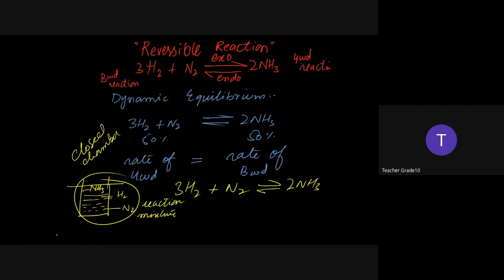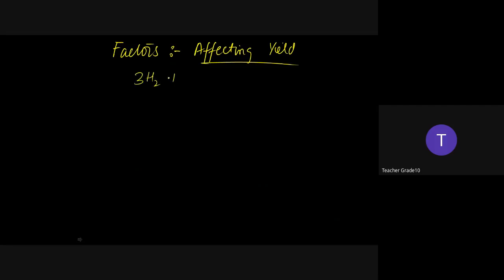Then we are moving towards some factors that can affect the productivity, that can affect the yield of a reversible reaction. For example, I'm just giving you again the same example of ammonia: hydrogen is reacting with nitrogen and it is forming ammonia. And I have told you that the mole ratio is 3, 1, 2.